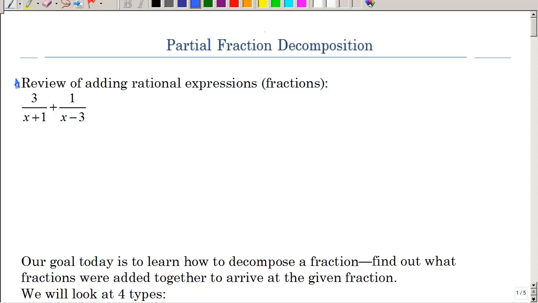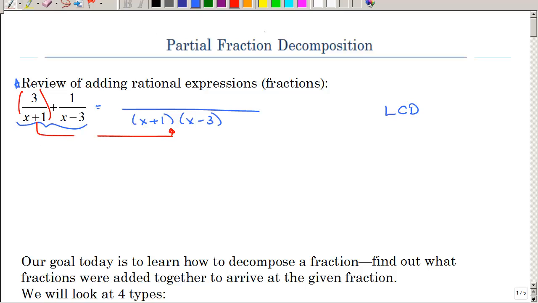unlike denominators. For example, if we have two fractions or two rational expressions with unlike denominators, we would first have to find what is called the least common denominator, which in this case is x plus 1 and x minus 3. Then we would have to ask ourselves, what would I need to multiply this fraction by to make it have that denominator? And of course you would say, well, I would need to multiply it by x minus 3 over x minus 3. And then this one I would need to multiply by x plus 1.